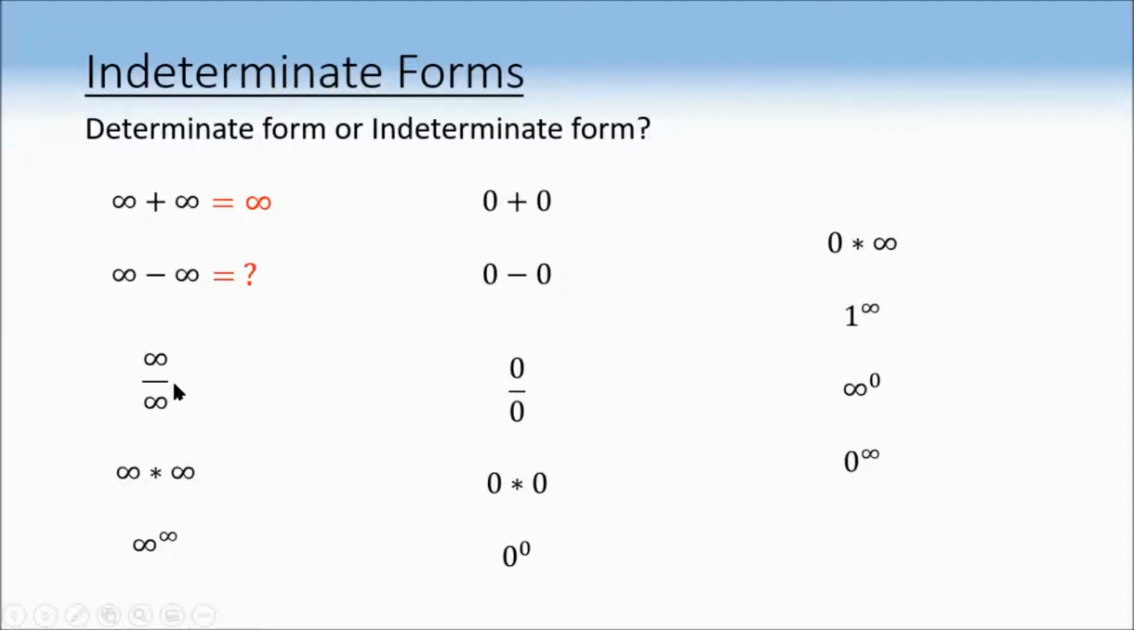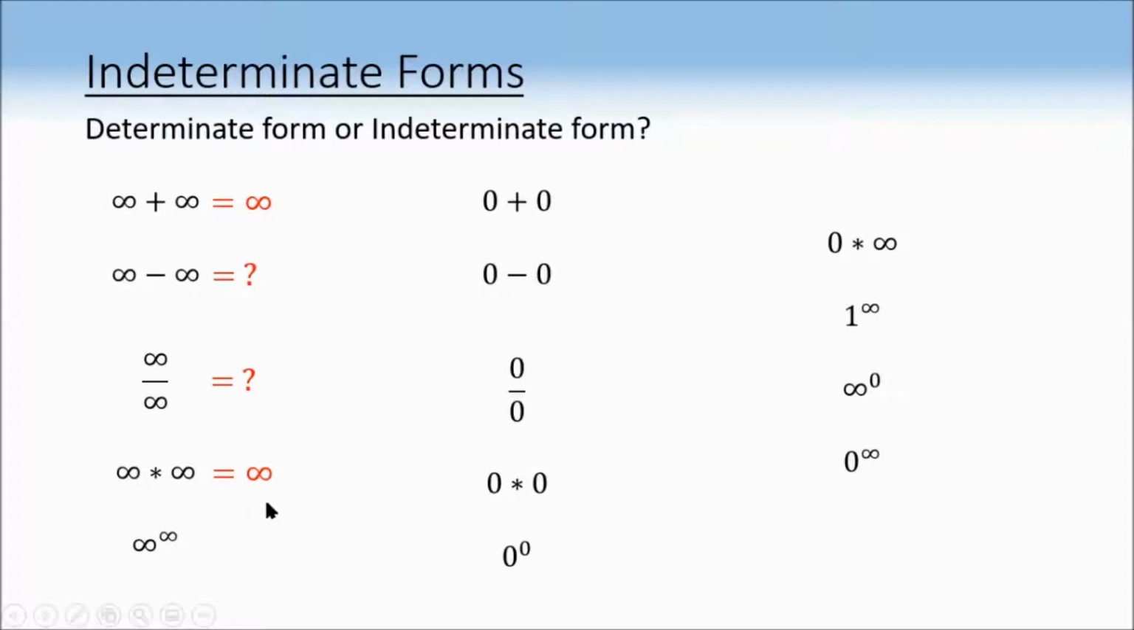When we do infinity divided by infinity, well, let me see. If I take a big number and divide it by a big number, well, here again, it depends on which one is bigger. If the numerator is bigger, you get something bigger than 1. If they're the same, you get something that equals 1. And if the denominator is bigger, you get something that is less than 1. So again, that's indeterminate.